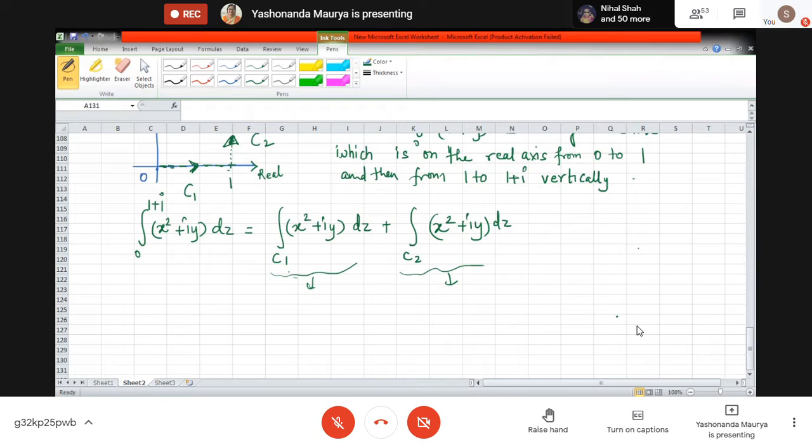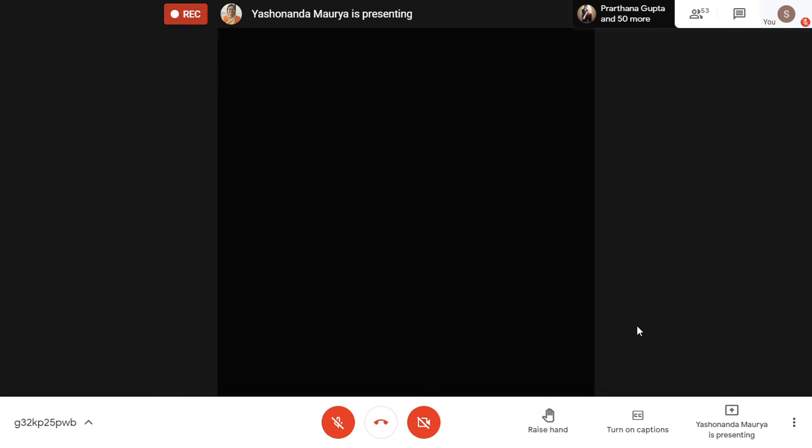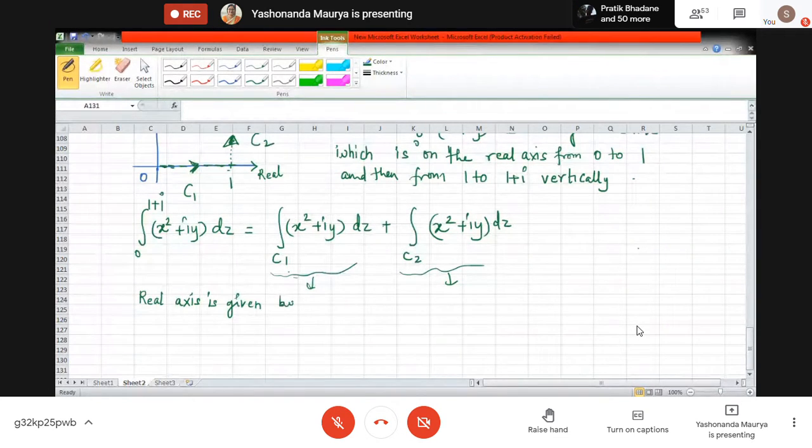I've asked a really very difficult question and you people are not able to answer it. So I need to write down my real axis. The real axis is given by y is equal to 0. So when I say y equal to 0, it is the entire real axis. But then I don't want the entire real axis. I just want to start from 0 to 1.